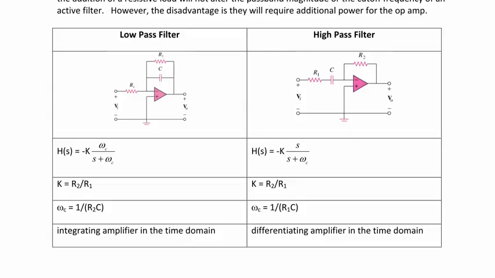The right circuit is a high-pass filter with the transfer function negative k s over s plus omega c. The gain k is R2 over R1, and the cutoff frequency is 1 over R1C. And note that in the time domain, this circuit acts as a differentiating amplifier.